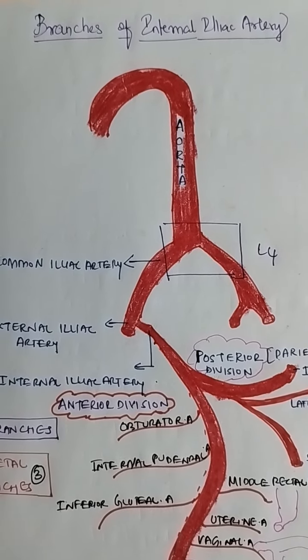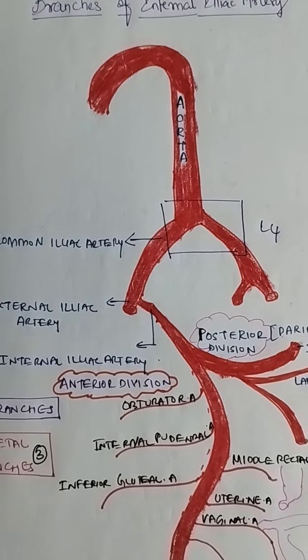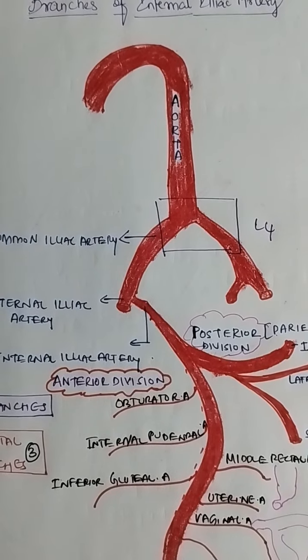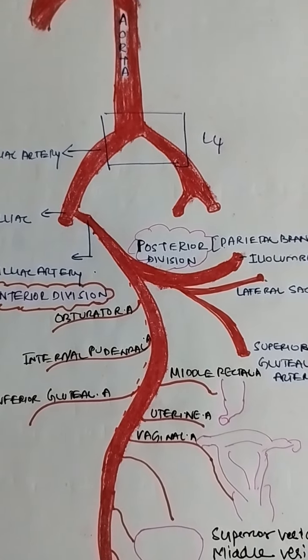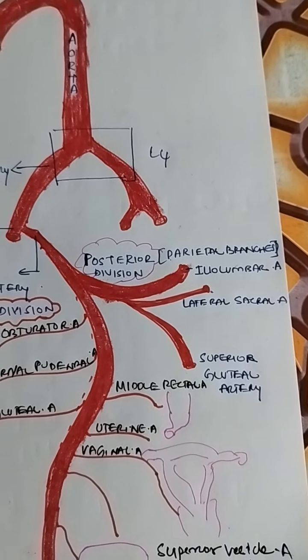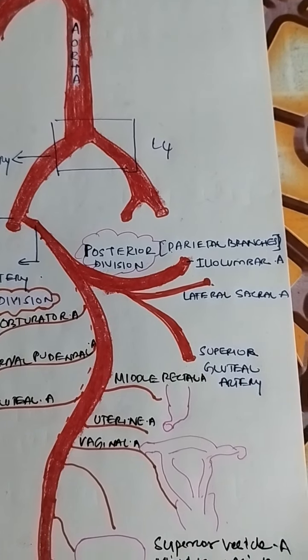At the level of L4, the common iliac artery arises from the abdominal aorta. The common iliac artery divides into the internal iliac artery and the external iliac artery. The internal iliac artery has an anterior division and a posterior division. The posterior division gives rise to three branches. It has only three parietal branches and it does not have a visceral branch.